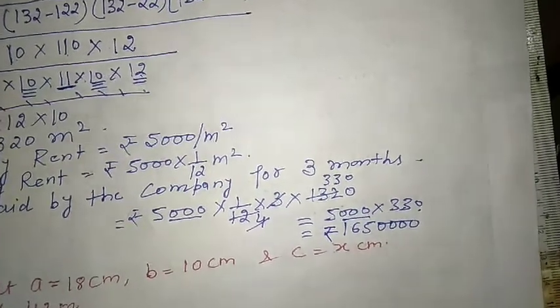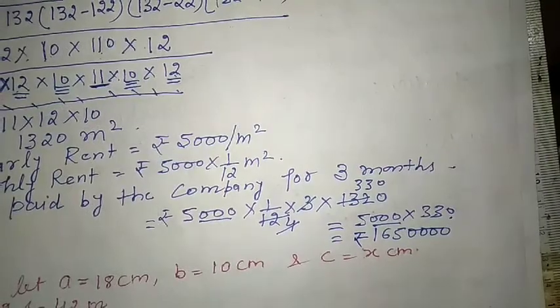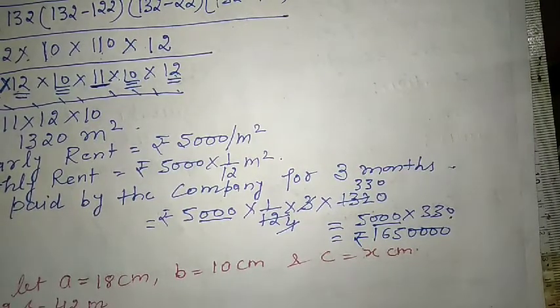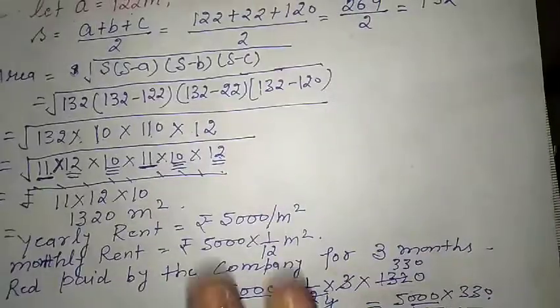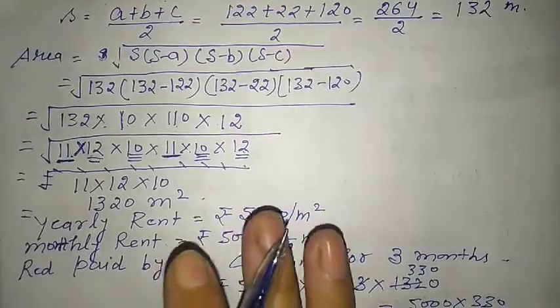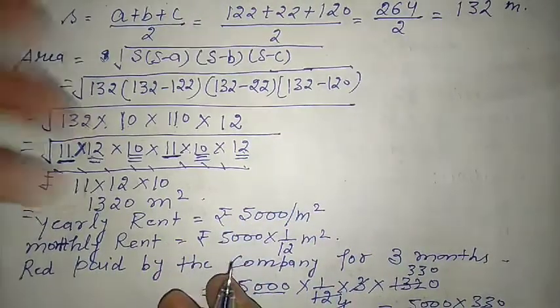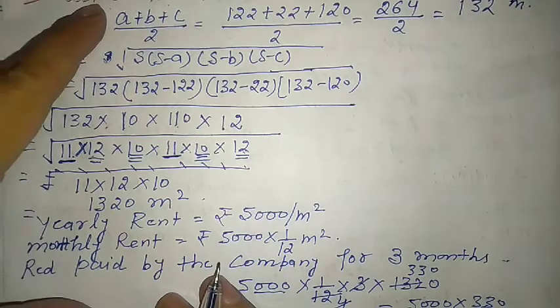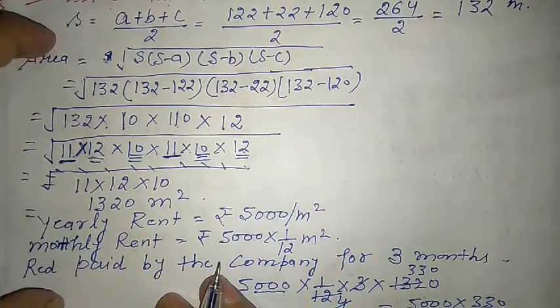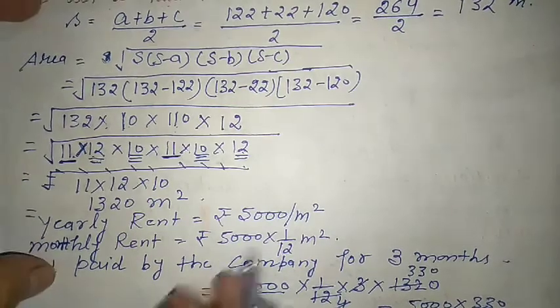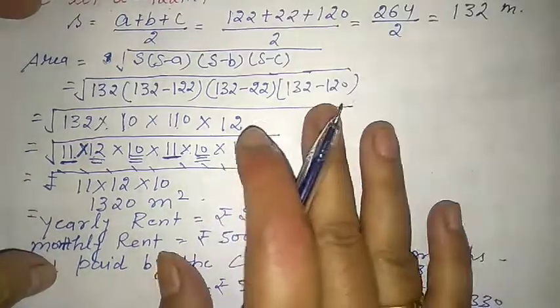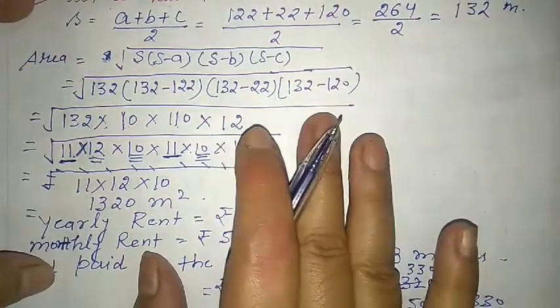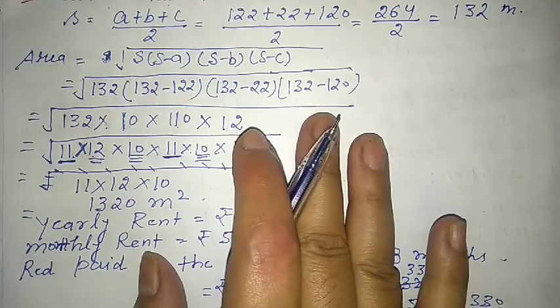This much of rupees is required for the 3 months. Okay, so this is a method that we have found here with the help of the Heron's formula. This question we can find also with the help of other formulas, but specifically in this exercise we are going to discuss the Heron's formula, so that's why we have done this. Otherwise you can find this question by Pythagoras theorem also.